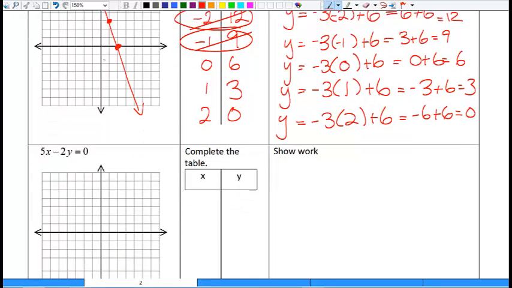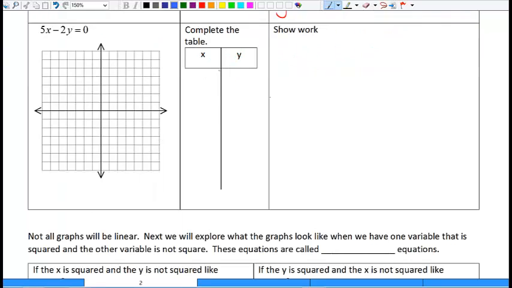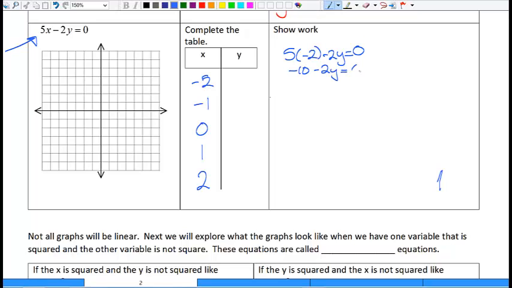Let's try another one. Okay, so I'm going to start the next one with my same 5 values. Notice this one is not solved for y, so this might take me just a little bit longer than some of the other ones. So I have 5 times x, but x is really, in this first case, -2. Minus 2y equals 0. So that gets me -10 minus 2y equals 0.